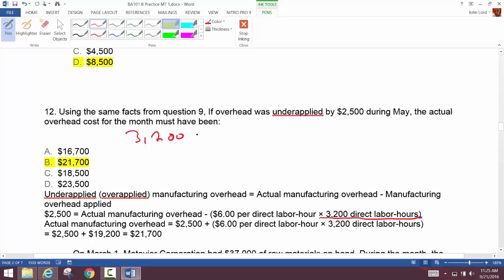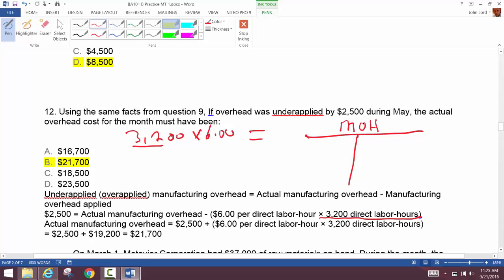What was the predetermined manufacturing overhead rate in this problem? 3,200 was the hours. The amount per direct labor hour was what? Direct labor hours were 3,200. $6 per. What's that? 3,200 times 6 is what? 19,200. Okay, is that the applied or the actual? Manufacturing overhead, is that the applied or the actual?